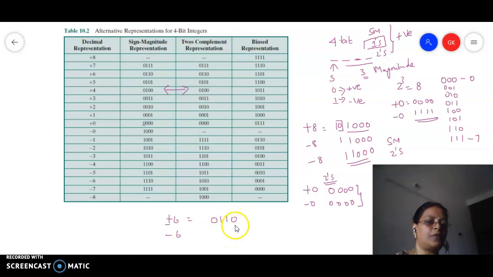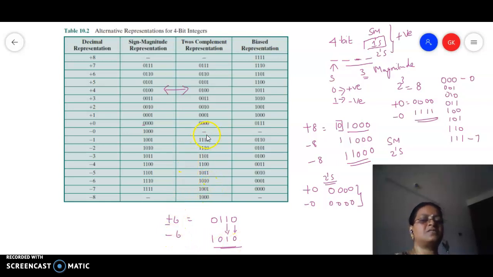For that, you have to copy 0. This 0 will be copied as such. This 1 also will be copied as such. So you scan the pattern from the right. You copy all the bits till you encounter the first one, and all the remaining bits have to be flipped. So this 1 should be changed to 0 and this 0 should be changed to 1. This is going to be the 2's complement representation of minus 6.